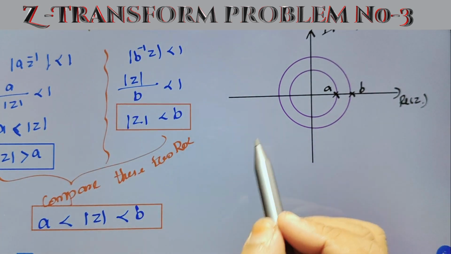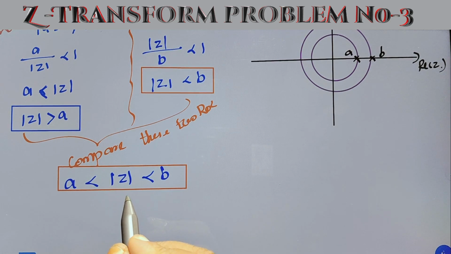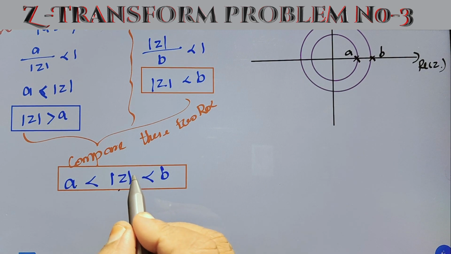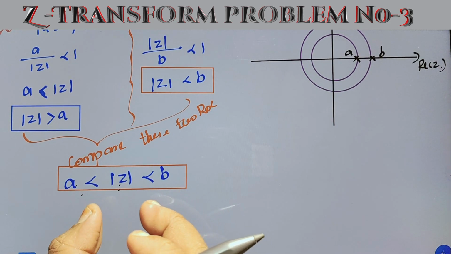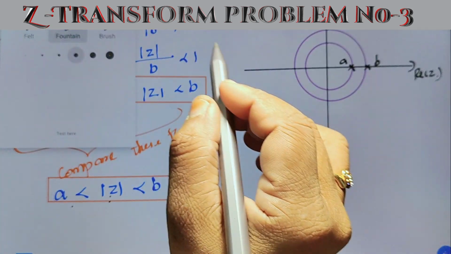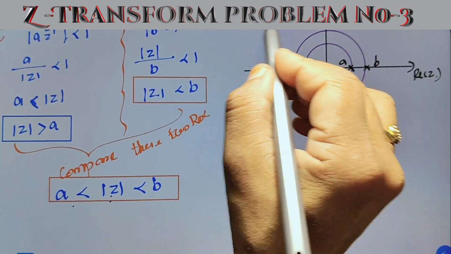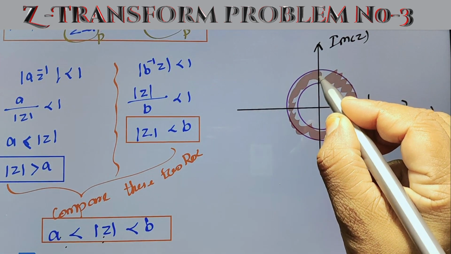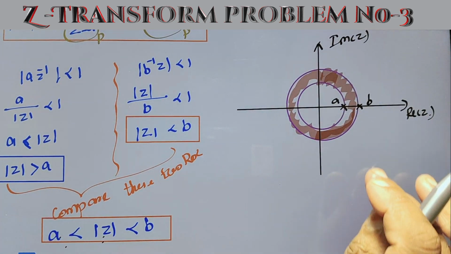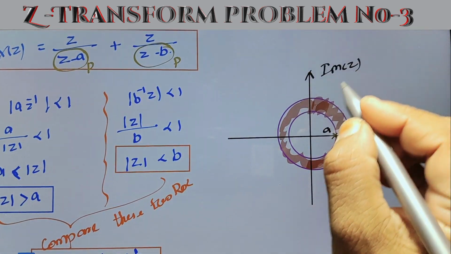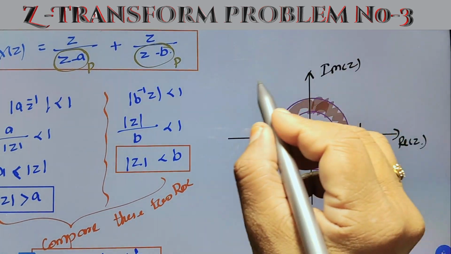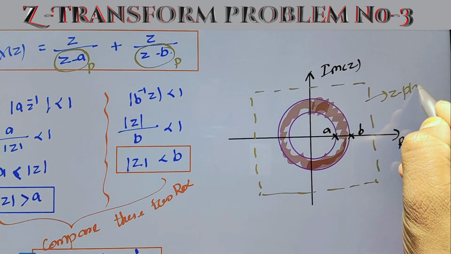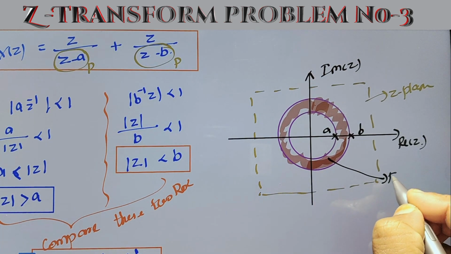Then shade the area based on the z format. So the ROC region is a less than modulus of z less than b. There is nothing in the z region in between a and b. This is the concept. So in between, this is the region for the ROC. The surrounding area is the z-plane. This is for the z-plane, and this is for the ROC, region of convergence.